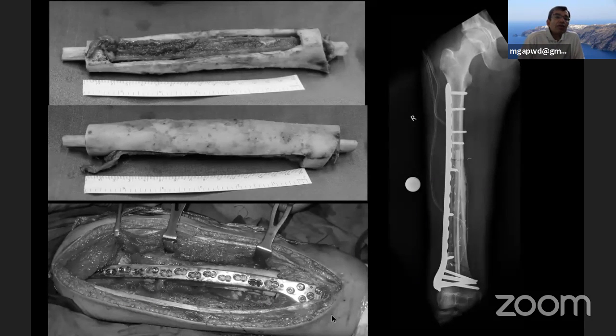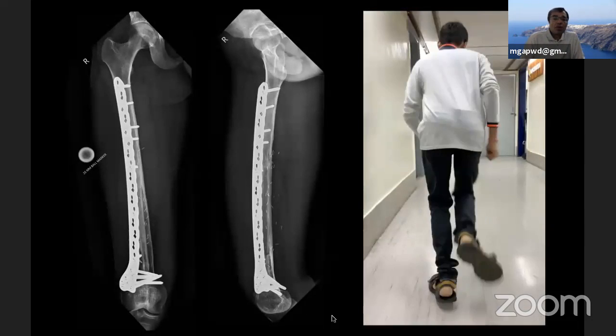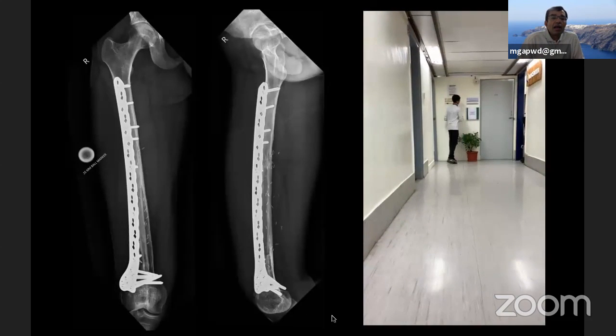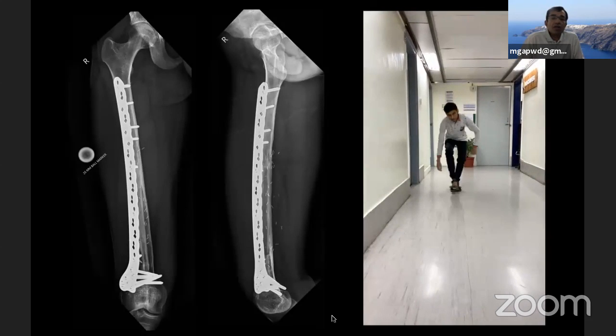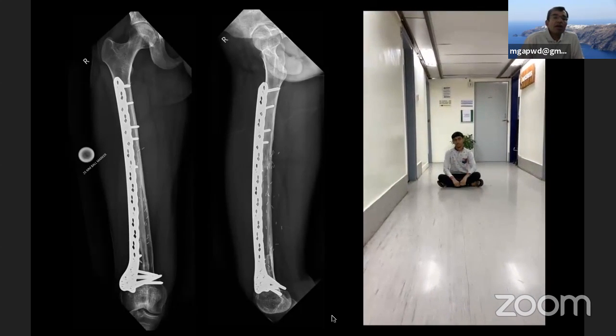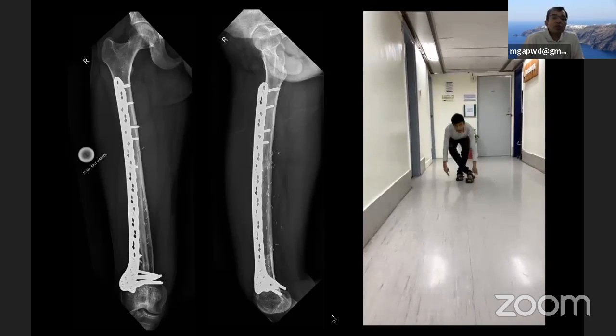The advantage of combining a radiated bone with a vascularized fibula is that it heals quickly, and the radiated bone also gives you the strength until this bone incorporates. This particular patient, you can see, has healed very well, and they end up with extremely good function. It's a biological reconstruction, so they're able to do everything.